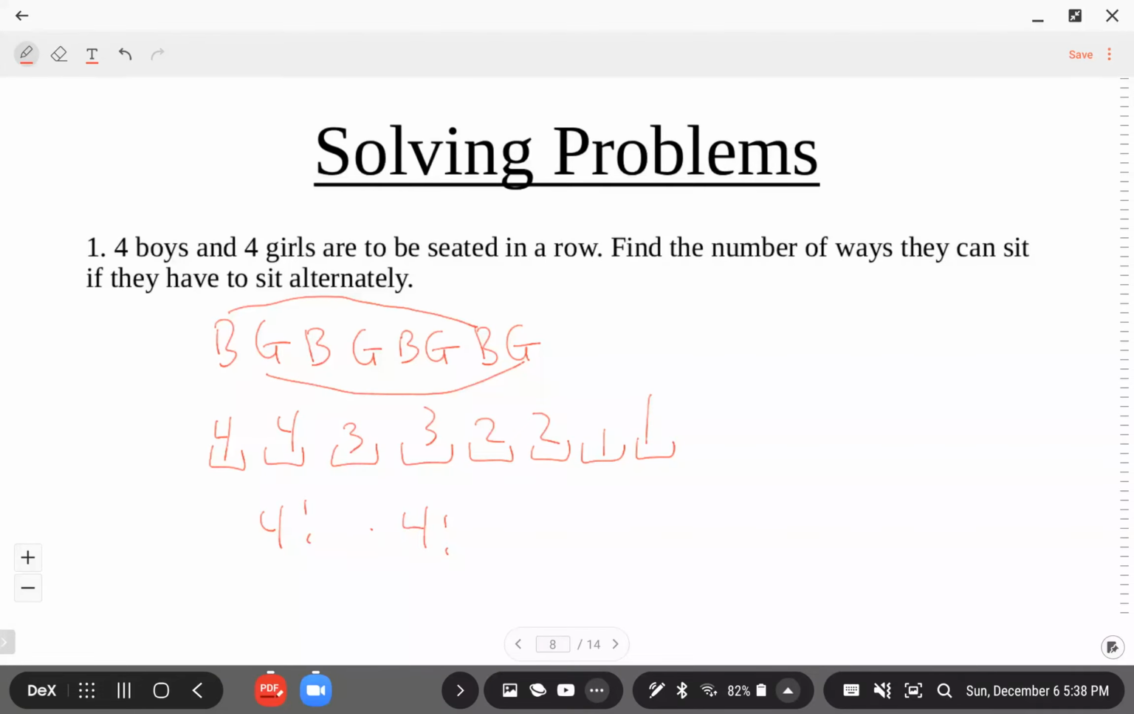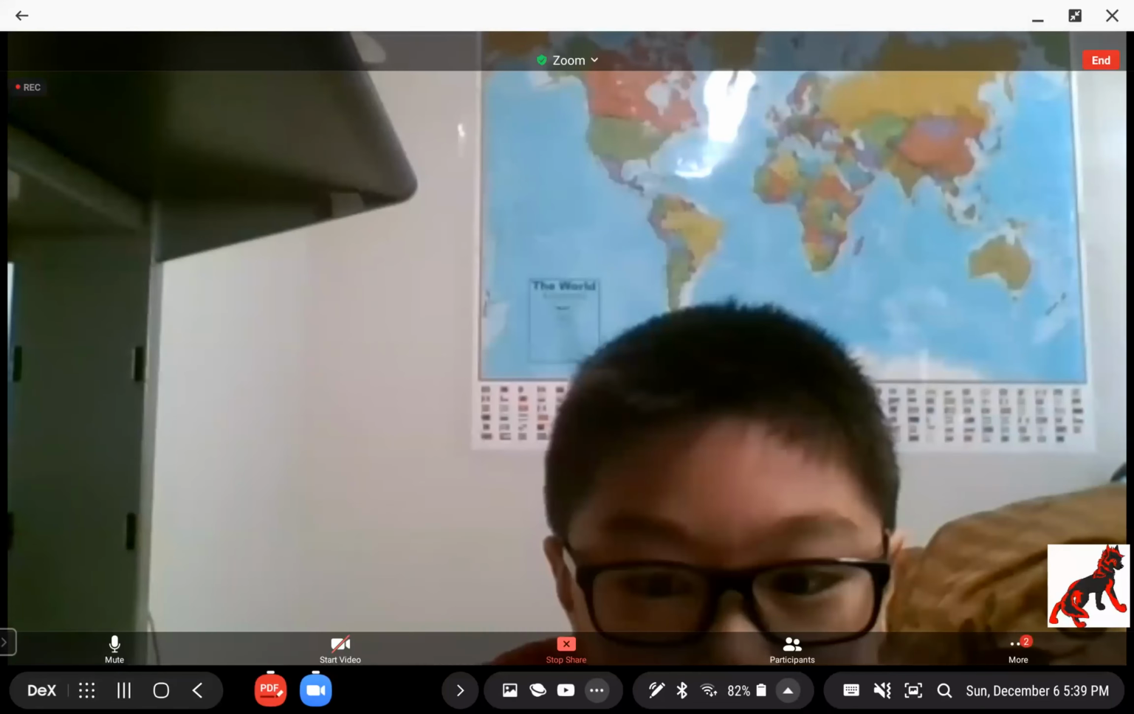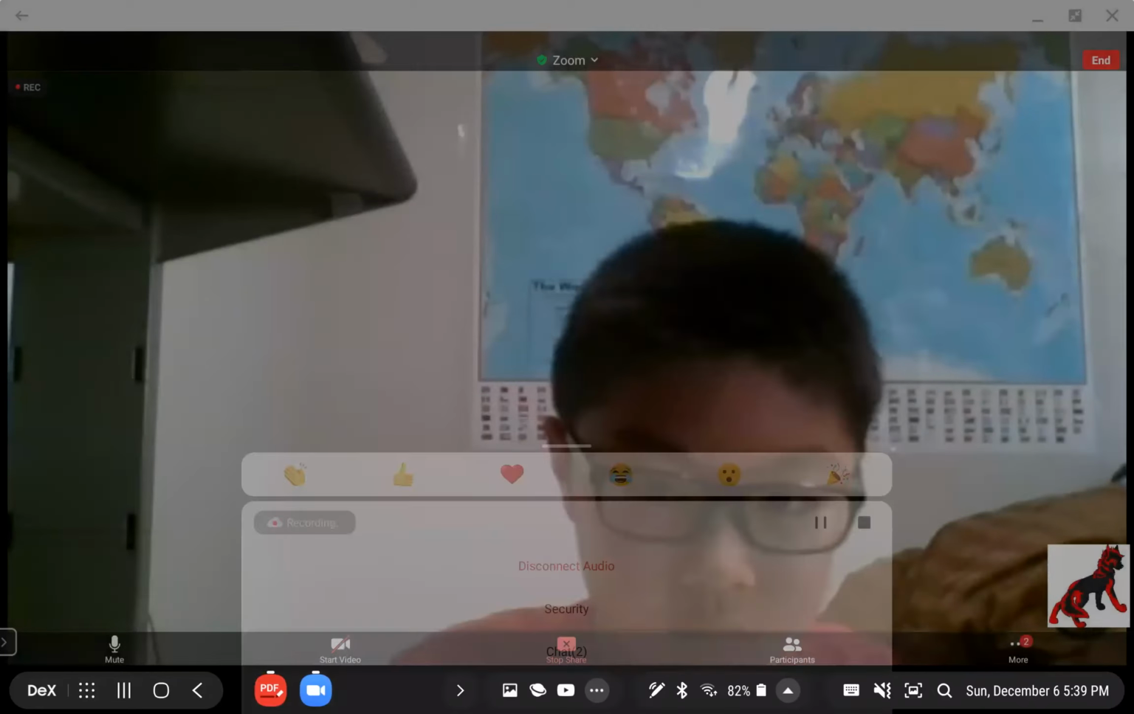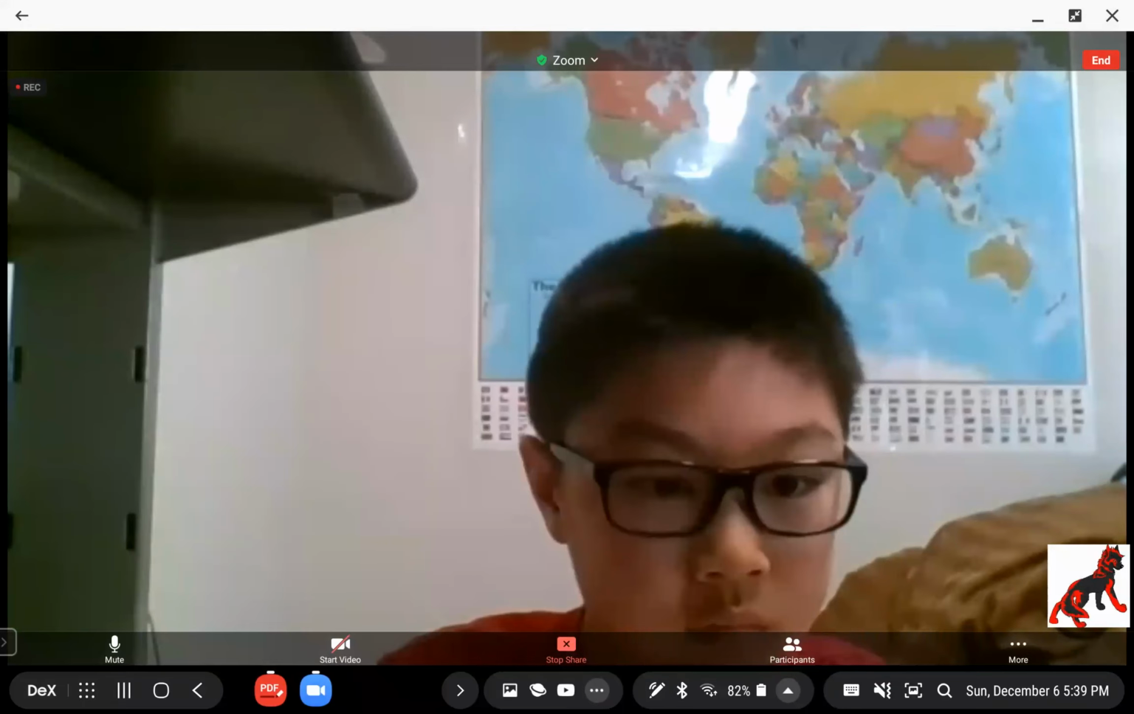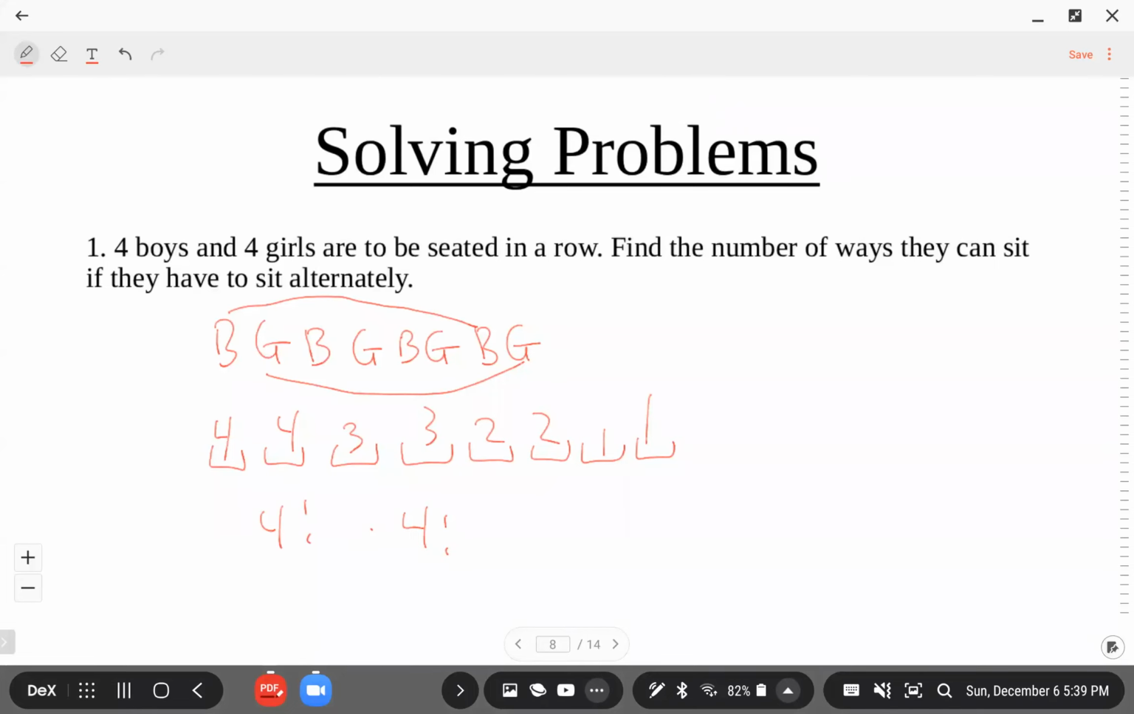So it's basically 4 factorial times 4 factorial, but that is not the answer. Not at all. Okay? And what is 4 factorial times 4 factorial anyways? 4 factorial is 24, which squared. 576. Okay, Kai, I think you said 576. Very close, very close. You did the 4 factorial times 4 factorial part.